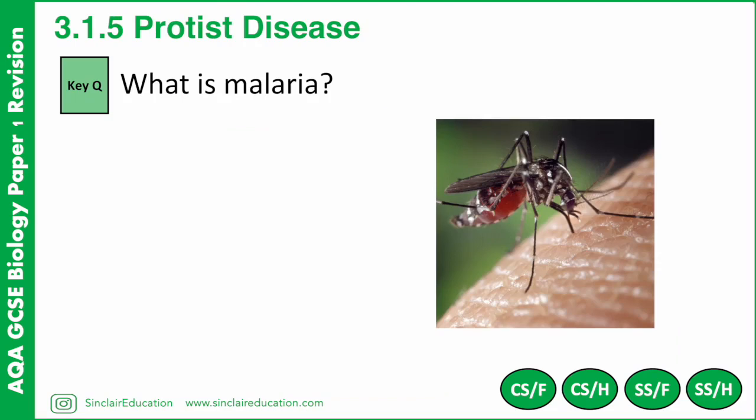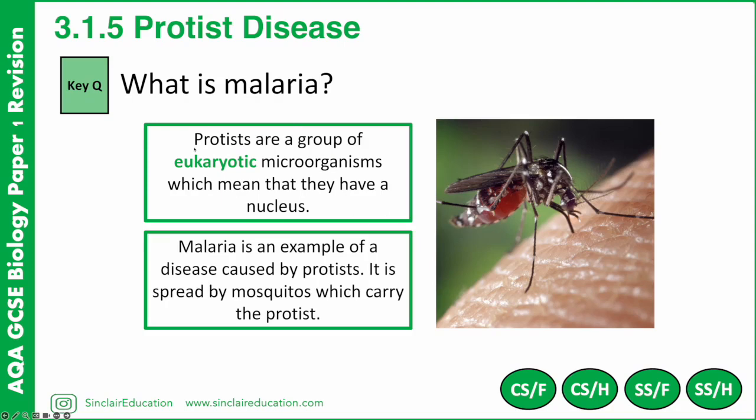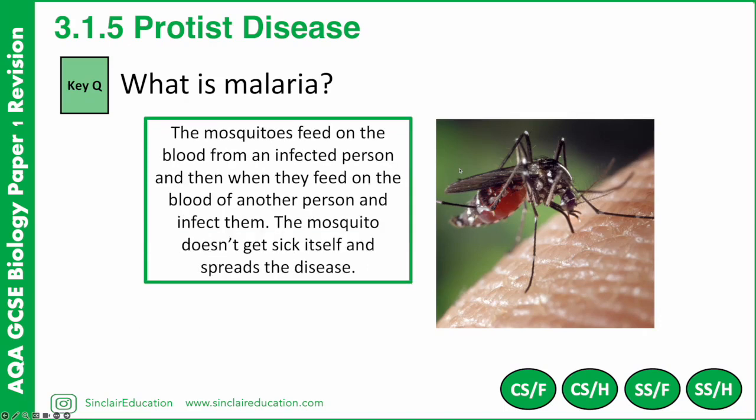Our next disease is malaria, and this is one that is caused by a eukaryotic microorganism. So these have a nucleus, and actually they are a group of pathogens that do have a nucleus, and these are protists. Malaria is the one example in your specification of an infection that's caused by a protist, but the mosquito acts as a vector and spreads this from one infected person to someone else.